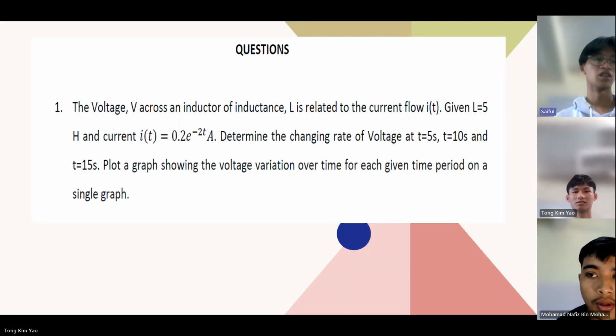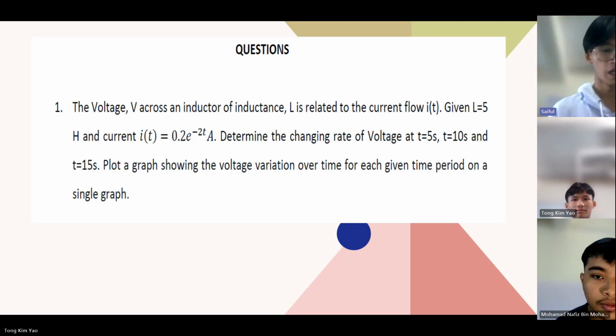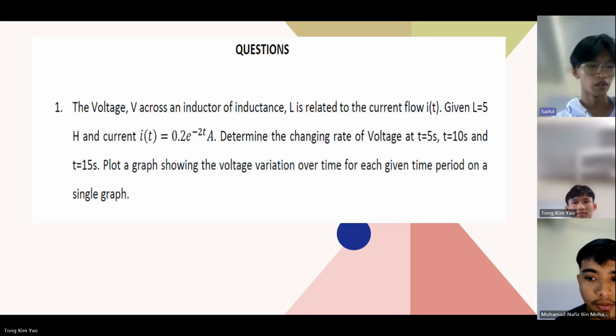From the task given, question 1 is about figuring out the changing rate of voltage across an inductor of inductance L with the current flow i at t equal to 5 seconds, t equal to 10 seconds, and t equal to 15 seconds. It was given that L equals 5 H and the current is 0.2 minus 2 times A. Then we have to plot a graph that shows the voltage variation over time for each given time on a single graph using MATLAB software, and compare the calculation result. We also need to write a discussion about the solved problem.